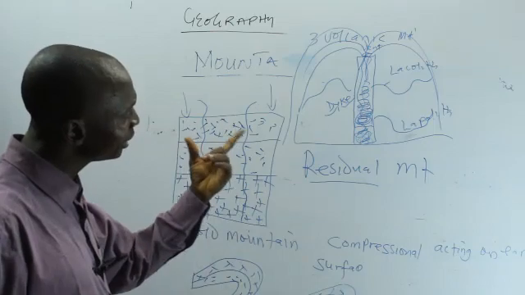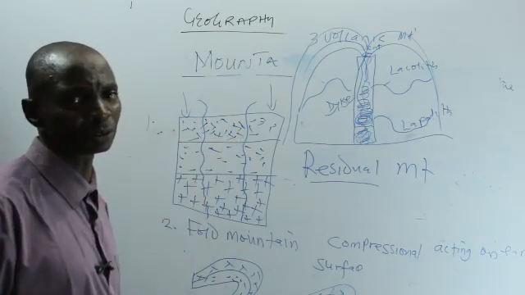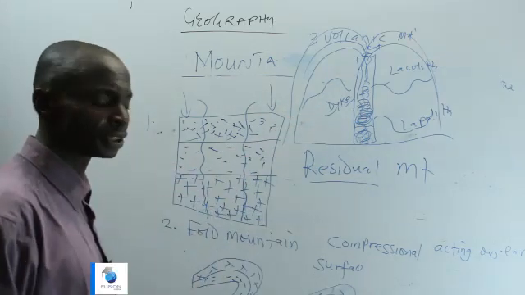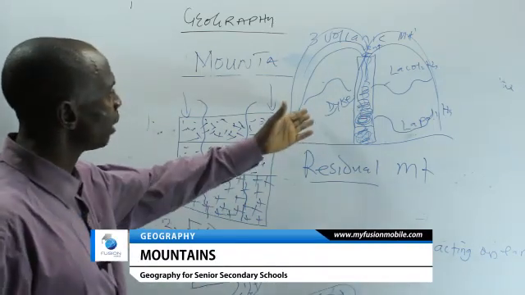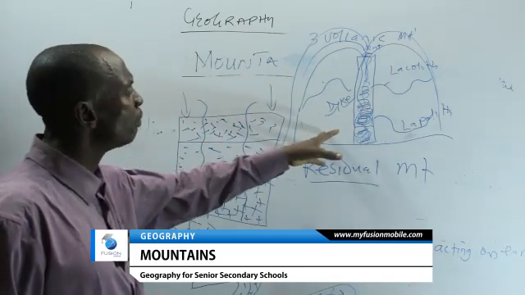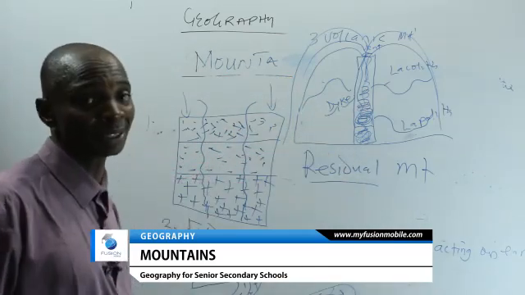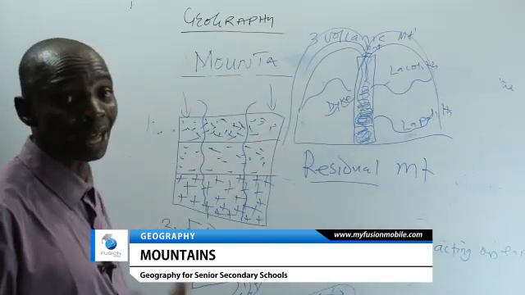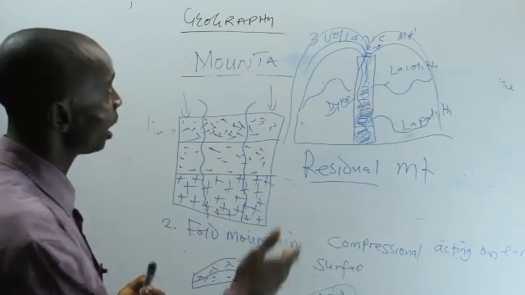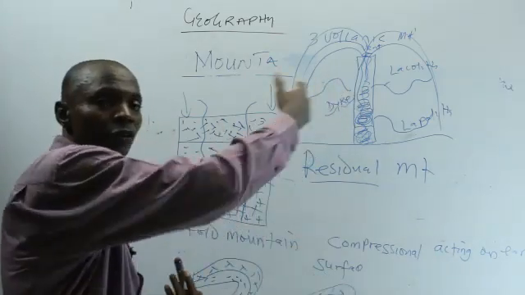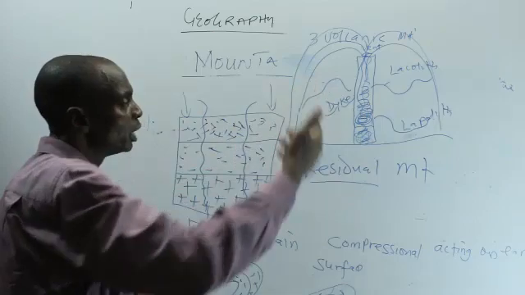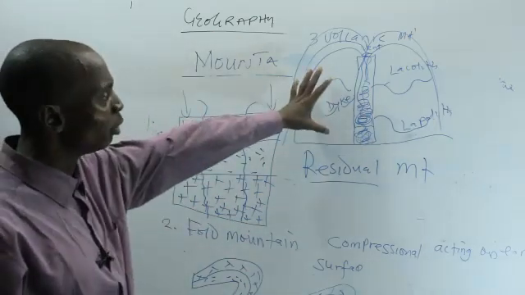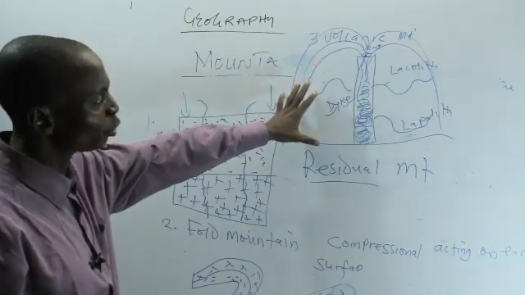Number 3, some mountains contain minerals. Some mountains, they contain what? Mineral resources. Then number 4, most mountains at times also contain water. There are cases where we have springs gushing out from a mountain. So people go there to get fresh water. So these and many more are the importance of mountains.